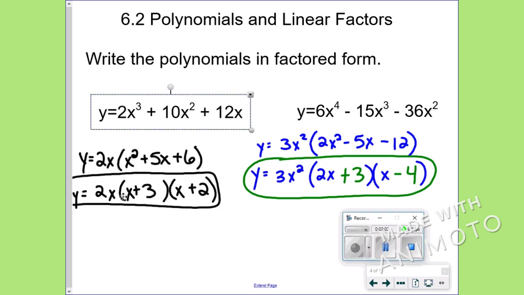And there you have it. It's y equals 2x times x plus 3 times x plus 2. And did I catch any of you on this one? Because I am sure there's a handful of you that did x minus 6 and x plus 1, or x plus 6 and x minus 1, because it always adds to positive 5. The problem is, because your signs are different, a negative 6 and a positive 1, it will multiply to negative 6. And it has to multiply to positive 6. So your signs have to be the same there.